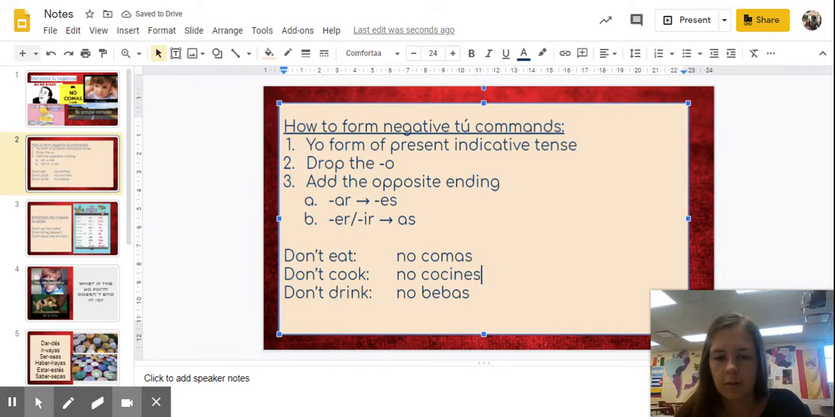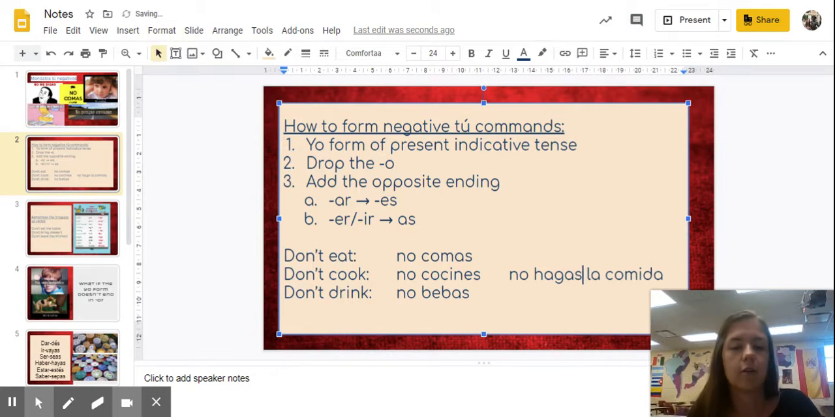Let's say instead of using the verb cocinar to cook, I did no hacer la comida, like don't make food. So my yo form for hacer is hago. Hago was one of the irregular yo verbs. I take off my O. My opposite ending is as because hacer is irregular in the yo and an ER verb. The reason I keep saying use the yo form is because things like hacer have an irregular yo, and if you just add the opposite ending right away, you wouldn't get that hagas done correctly.